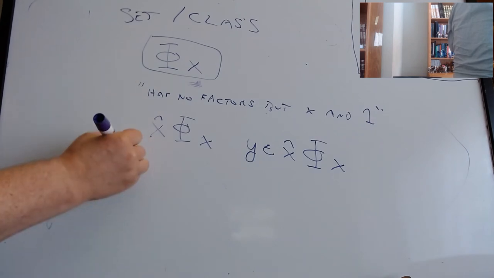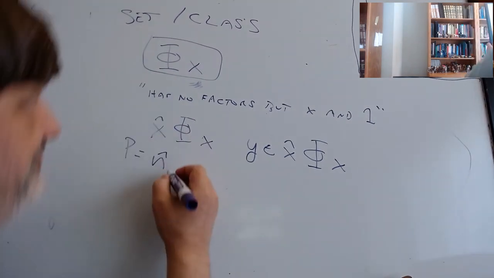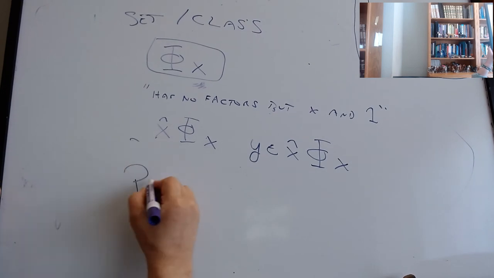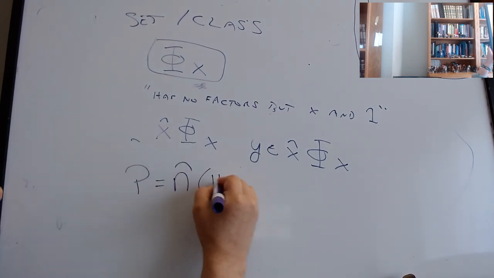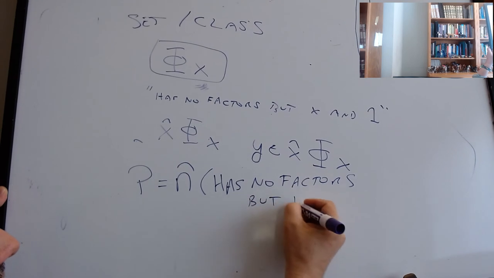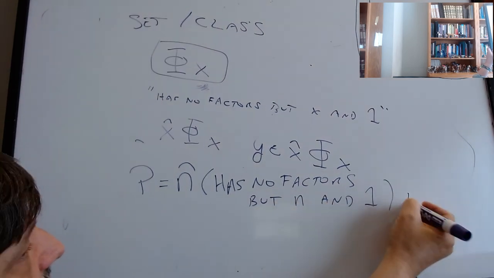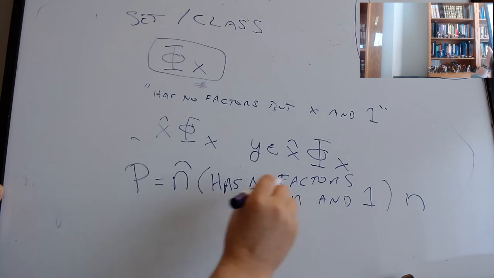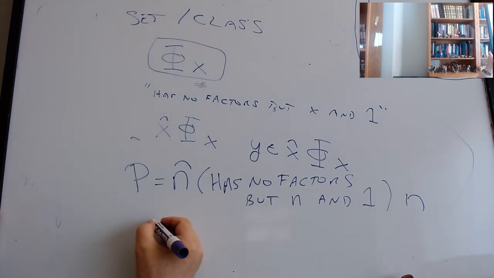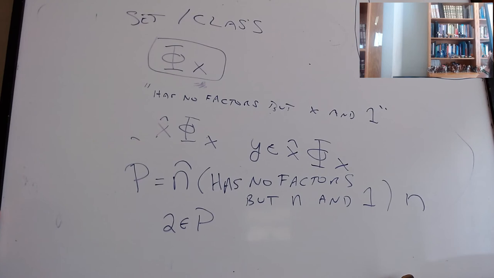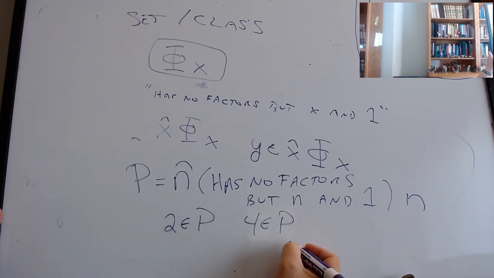So let P be the class of everything that has no factors but itself and 1. So then we can write something like 2 is a member of P, meaning 2 is one of these things. This is true. Or 4 is a member of P. This is false.